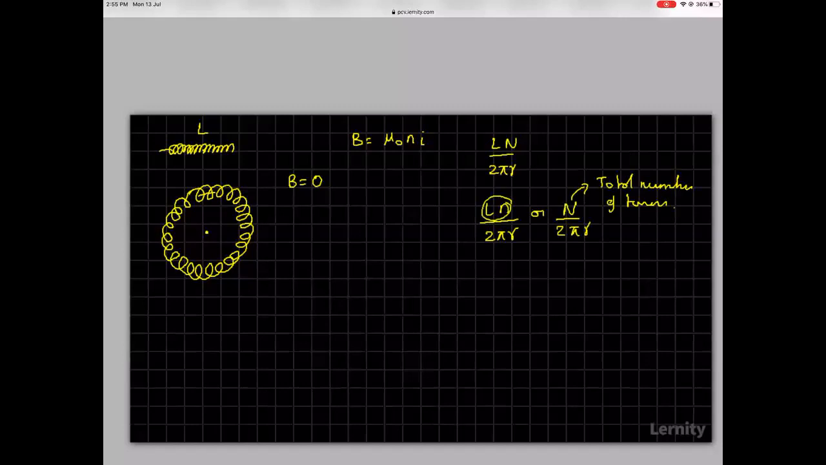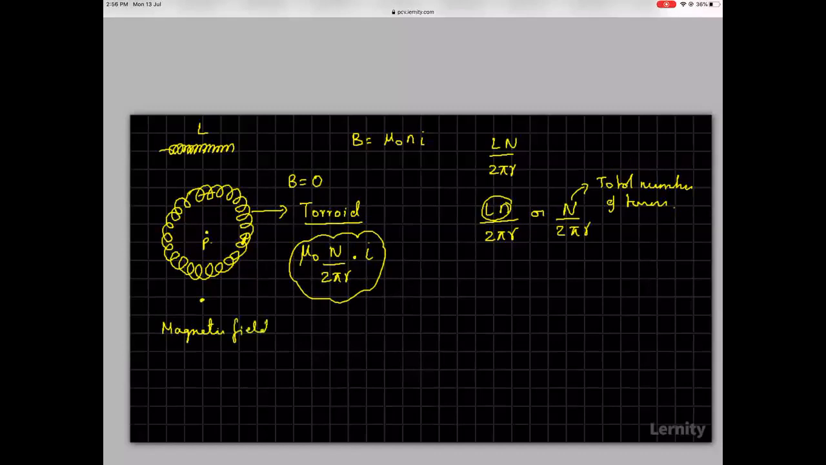Now such a magnet is referred to as a toroid. The magnetic field inside the toroid is mu naught into N divided by 2 pi r into I. That is the magnetic field inside, between the coils of the toroid. Here at this point P, the magnetic field is 0. At this point P also the magnetic field is 0. So the magnetic field outside the toroid is 0.